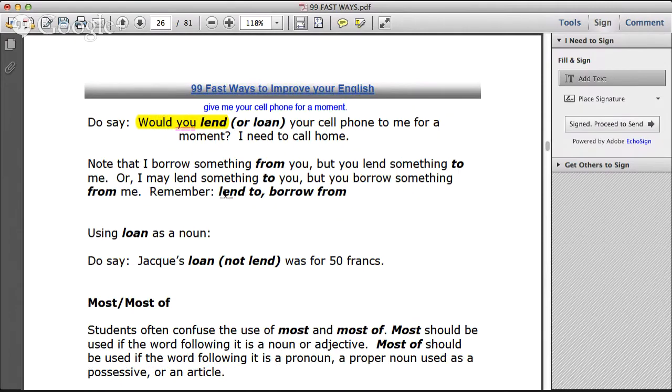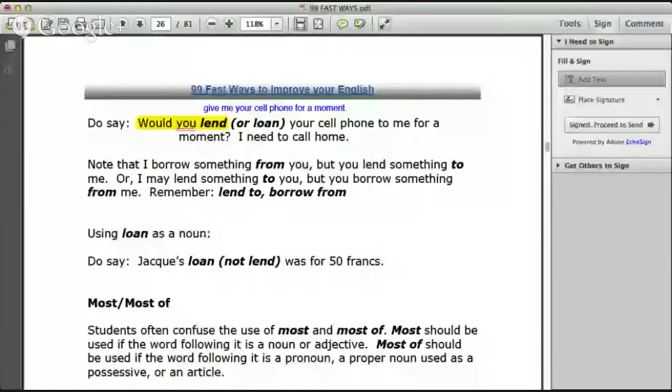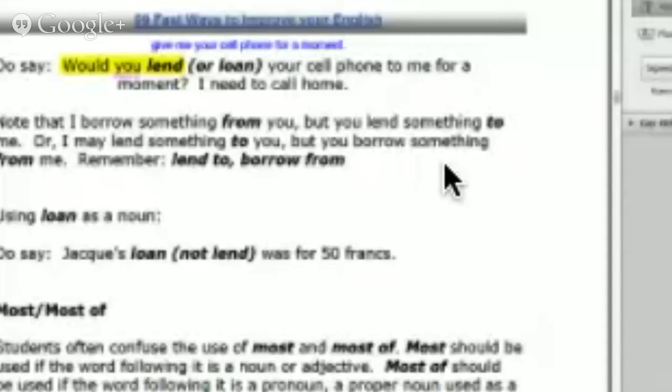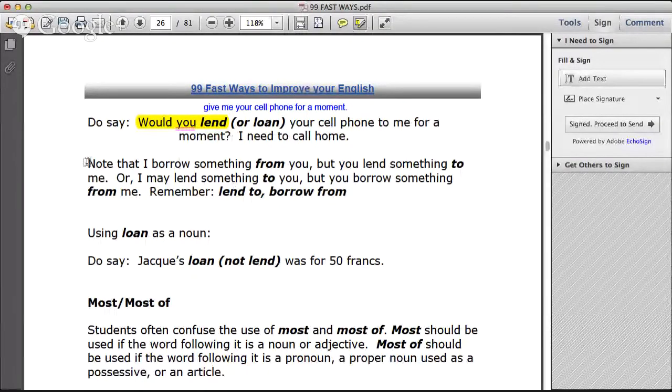So I want to see if we can come up with some sentences here. Let's read this last little bit. Oksana, let me have you read our note, please. Note that I borrow something from you, but you lend something to me. Or I may lend something to you, but you borrow something from me. Remember, lend to, borrow from. Using loan as a noun, do say, Jackie's loan, not lend, was for 50 francs. Very good.